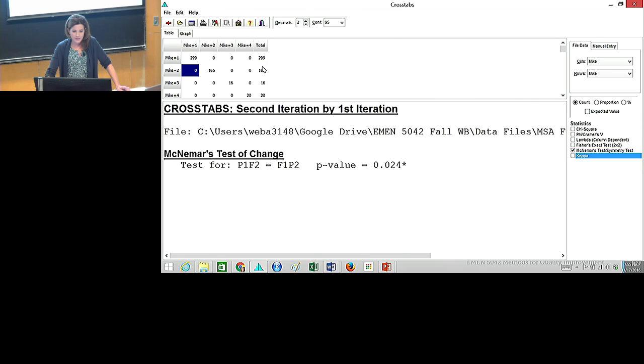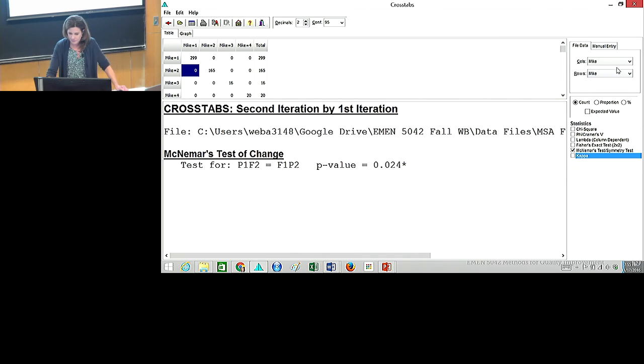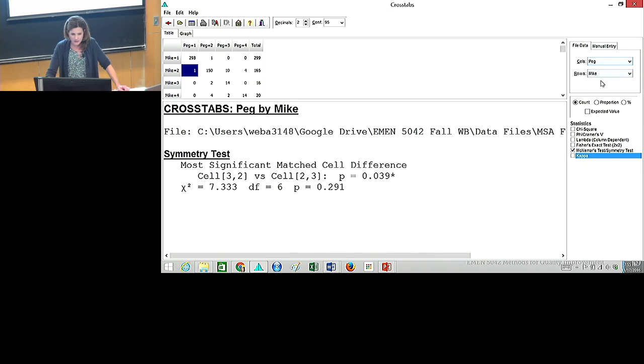Okay, so go to crosstabs, and you'll see that we have, let's do columns. Let me look at how this is set up here. Peg's on the columns, Mike is on the rows. So let's make sure we set it up the same way so it looks the same. So here's Peg, here's Mike, and you see I've got all the different categories across here. I just want to see okay and not okay. So what I have to do is select Peg 2, 3, and 4.